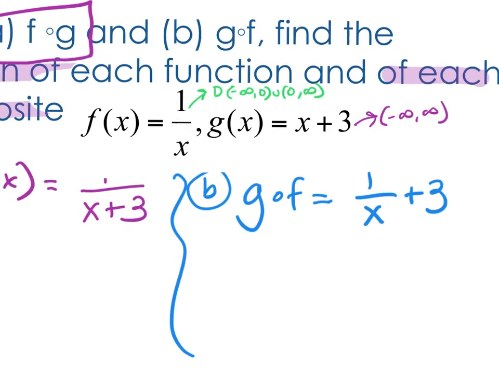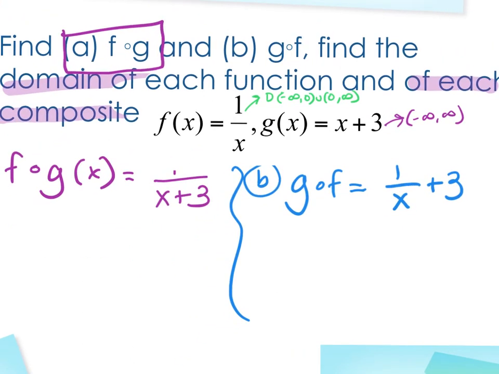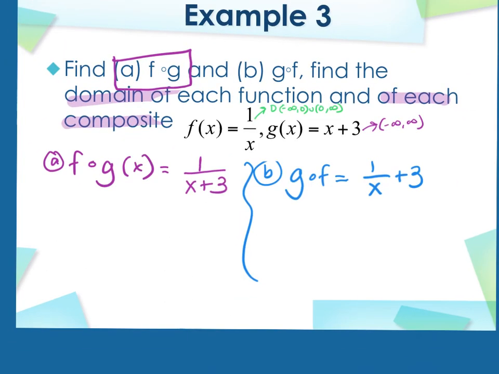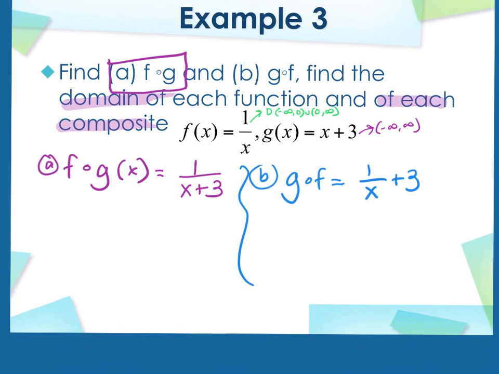So now when I look at the composite functions, oh, I erased this, okay? You have to say, are there any additional domain restrictions? So what happens when I take g and I plug it into the f? I got this, 1 over x plus 3. Is there a new restriction? Yes. What is it? It can't be -3. Good.